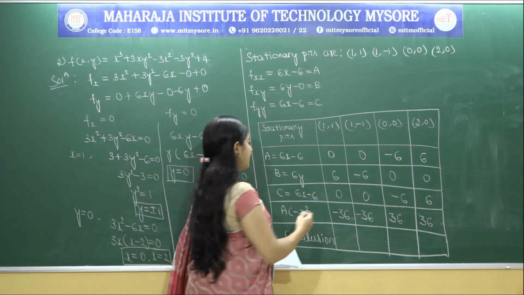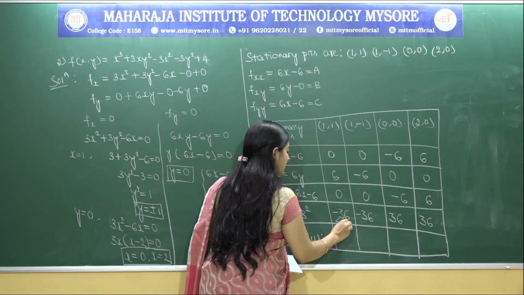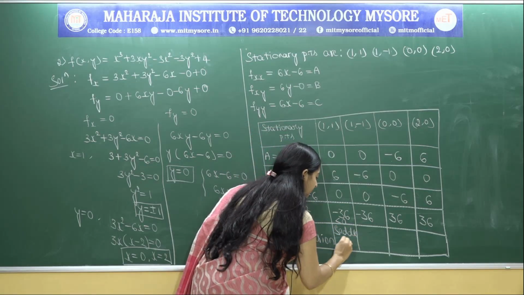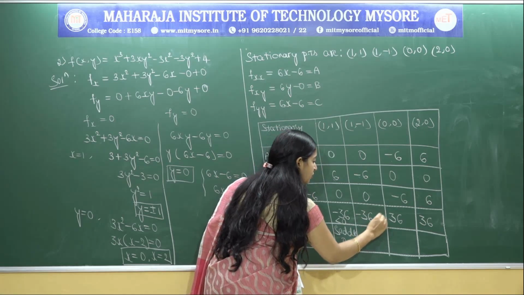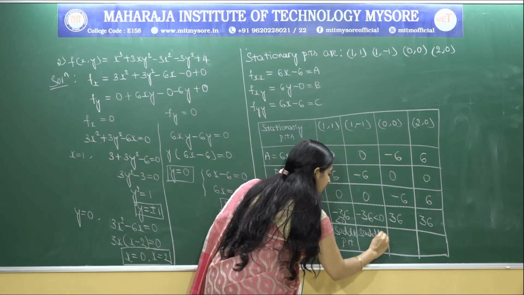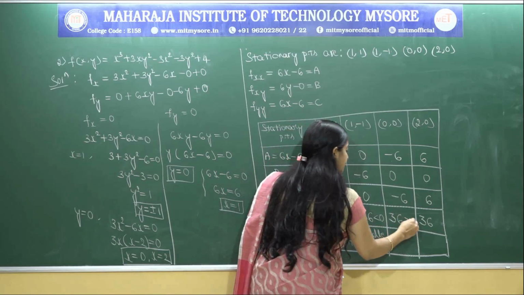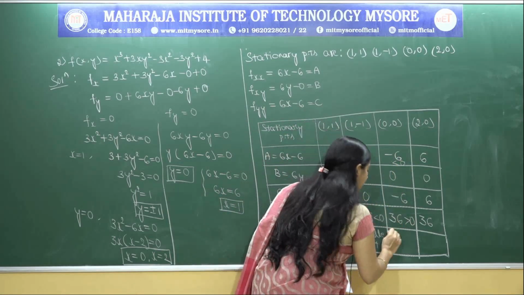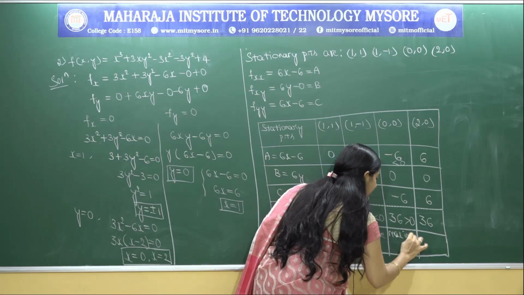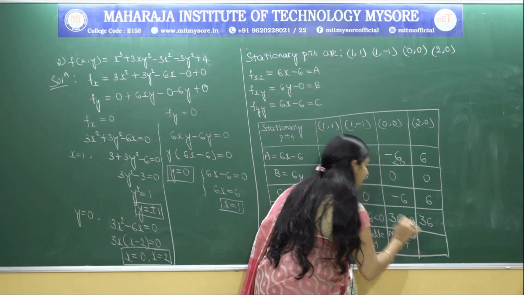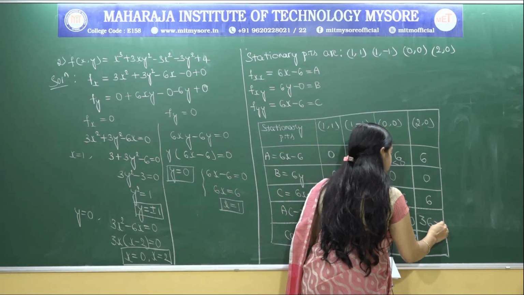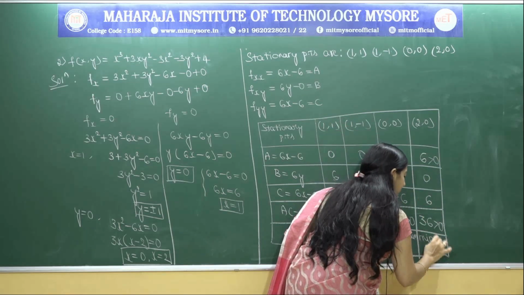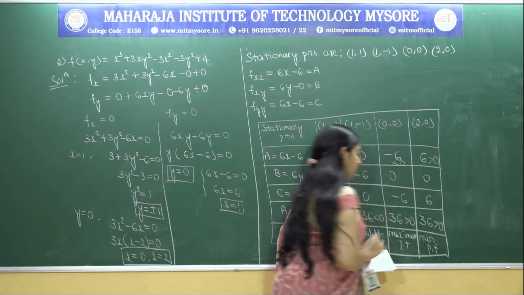So you know the procedure: if AC minus B square is less than 0, then you have to write that this is a saddle point. Again here it is less than 0, so write saddle point. If AC minus B square is greater than 0 and A is less than 0, then the given function is a maximum at this point. If AC minus B square is greater than 0 and A is greater than 0, then the given function is a minimum at this point. You have to write this.